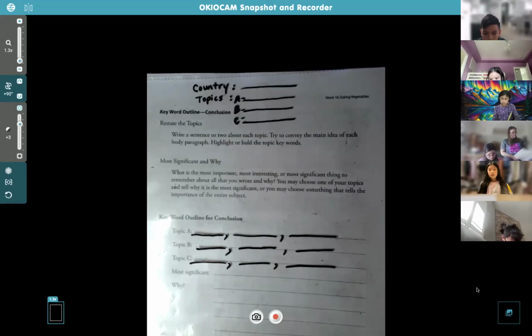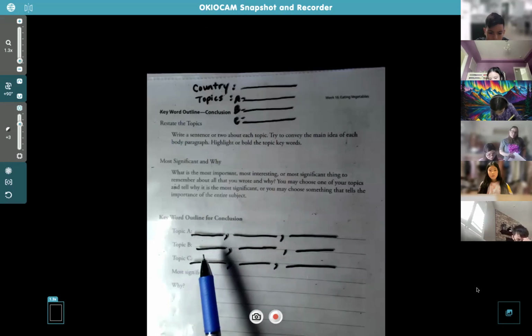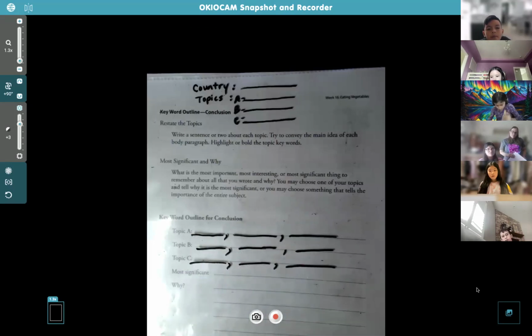Okay. Looks like, Christopher, did you get a chance to finish it? Okay, good. It looks like you're there. So now each of these is going to be a sentence in your conclusion paragraph, which happens to be the last paragraph of your paper. So this paragraph is going to go under the 3 paragraphs you already wrote.